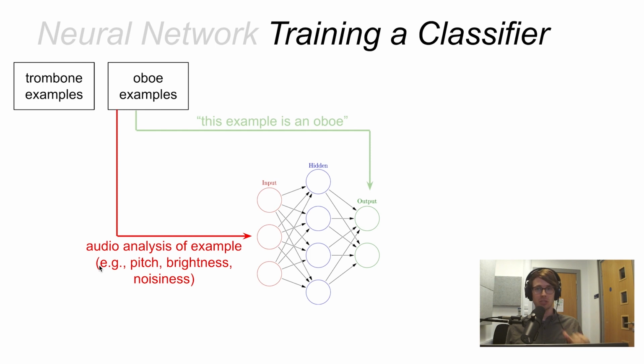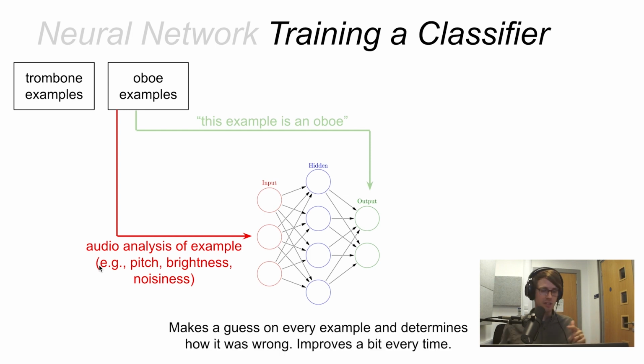Once it has all of the oboe examples labeled oboe and all of the trombone examples labeled trombone, the neural network is going to make a guess on each one of these examples that we've shown it, and then check to see if it got the answer right or wrong. If it got the answer wrong, it's going to make a slight adjustment so that next time it sees that example, it can be a little bit more accurate. And this is how training works. After making these guesses and slight corrections thousands of times, it'll be a lot better at making those predictions accurately.